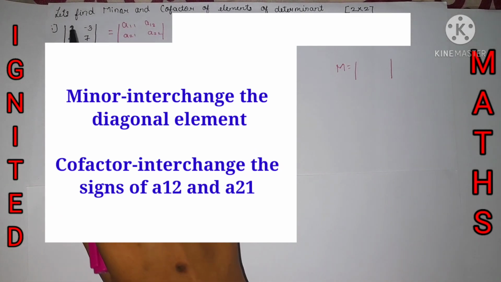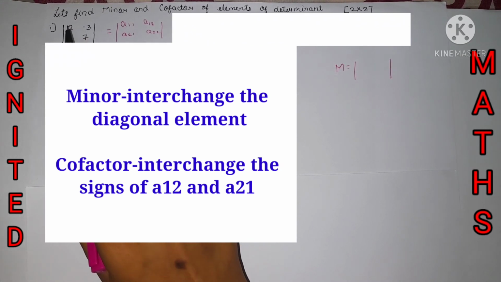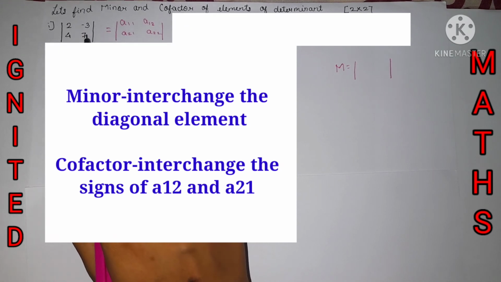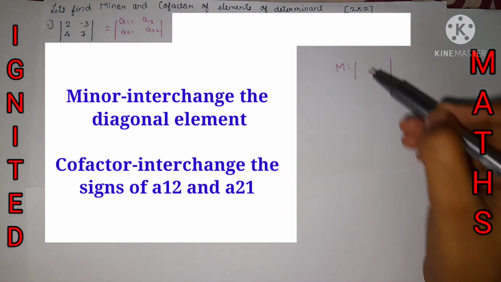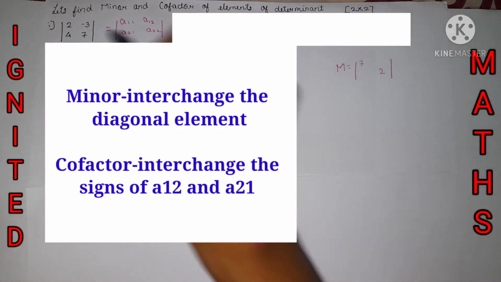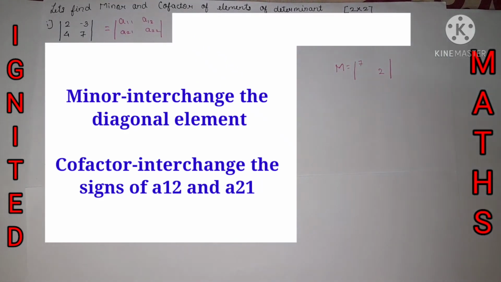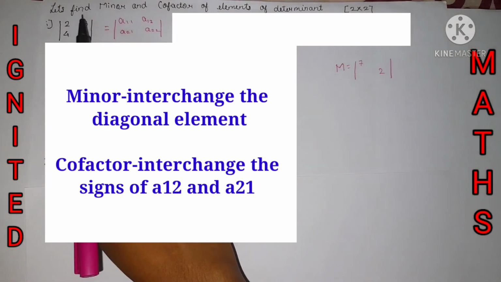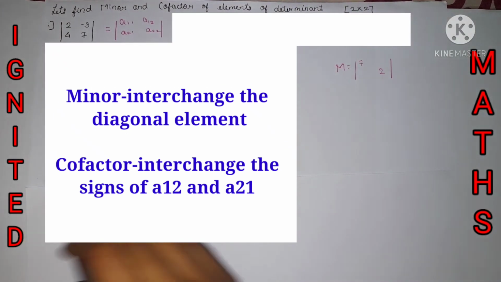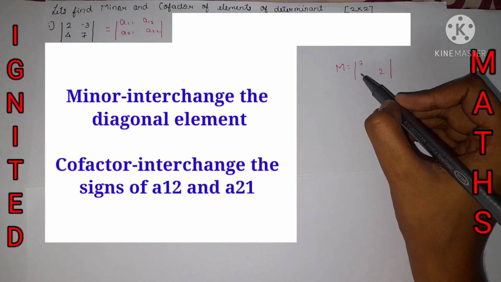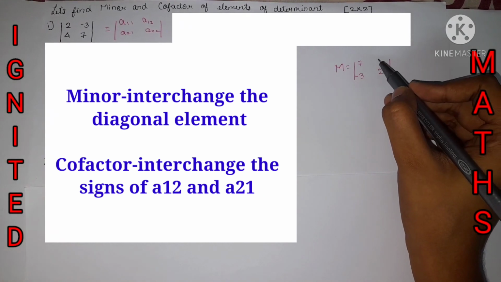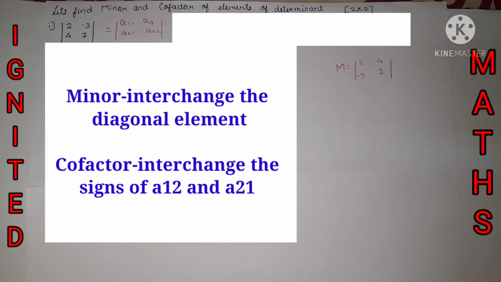I'm going to interchange my first diagonal elements, that is A11 and A22 are my first diagonal elements. So in place of A11 I will take the A22 element, in place of A22 I will take the A11 element. That is nothing but 7 2. 2 7 will become my 7 2. It's just interchanging the diagonal elements. Now the other diagonal elements, that is nothing but minus 3 4. Yes, so this will also be interchanged over here. A12 will become my A21 and A21 will become my A12. This is how we are going to find the minor of elements of a determinant with the trick.